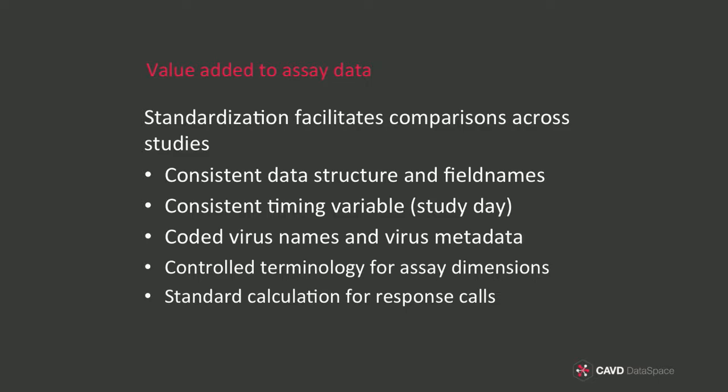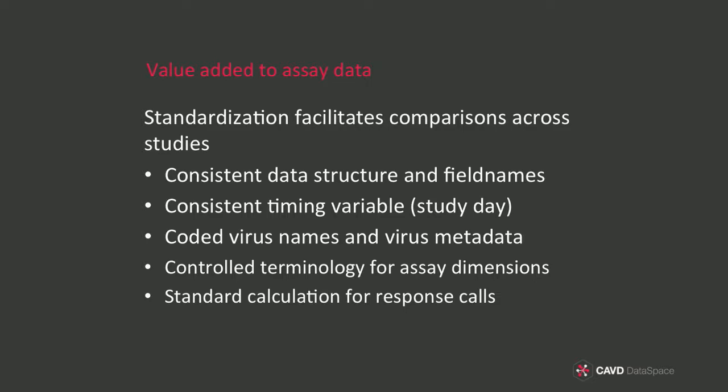We'll also do coding of things like viruses. One lab may use a different name for a virus than another lab, and so we've maintained a master list, and we will code to that master name so it's all consistent. We apply additional metadata about those viruses. And then we also apply other controlled terminology for assay dimensions. So maybe target cells are always called the same thing, or we use consistent naming for antigens.